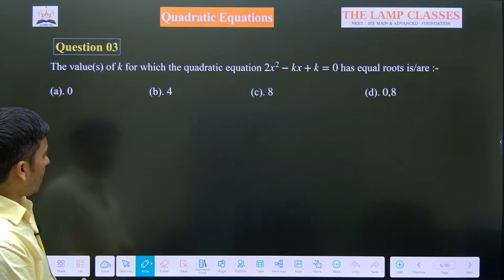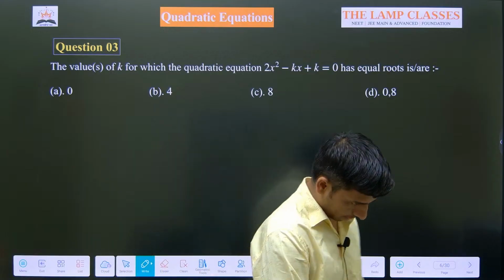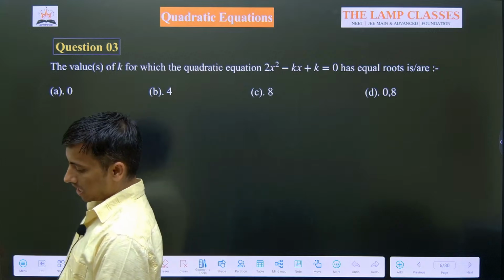Tell me the answer, write the answer in the chat box. What is the value of k for which this quadratic equation has equal roots?